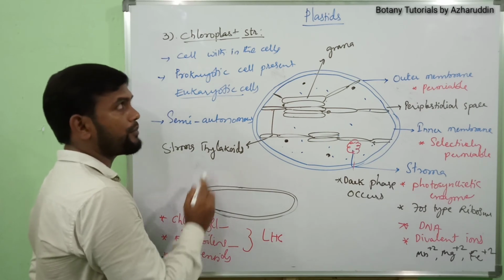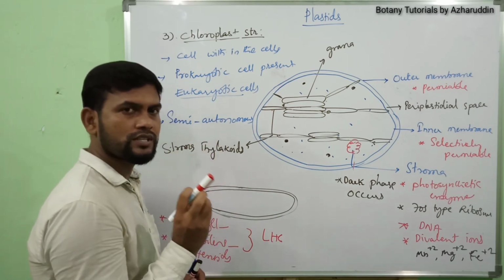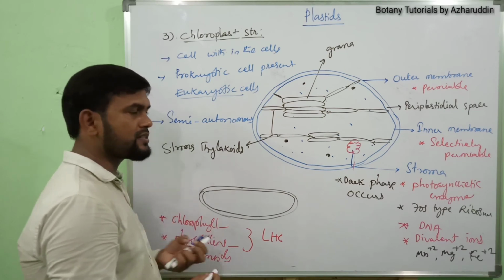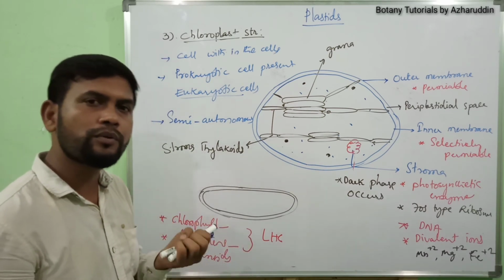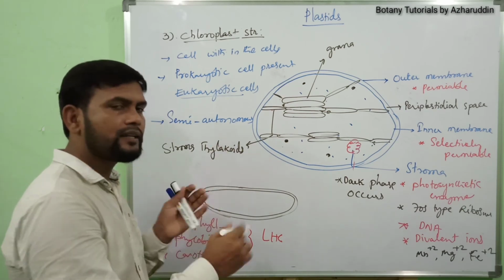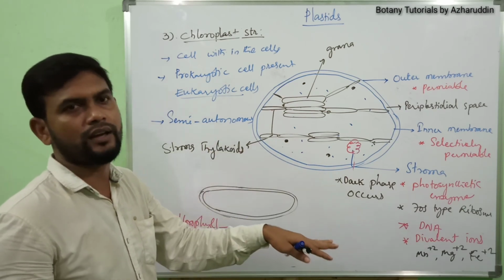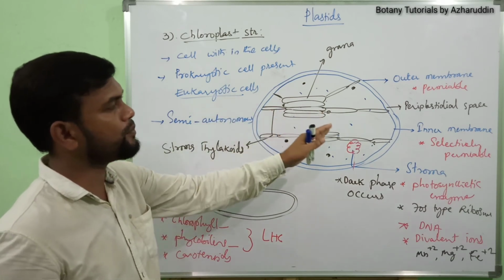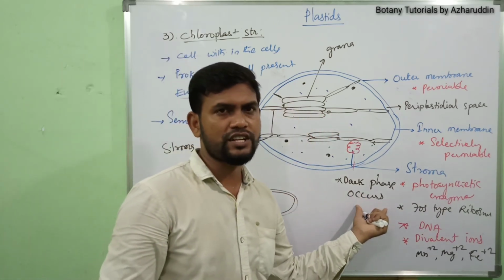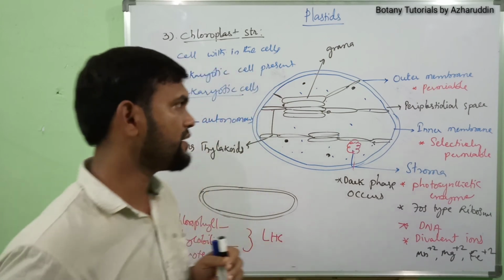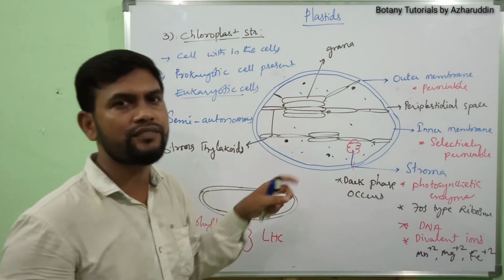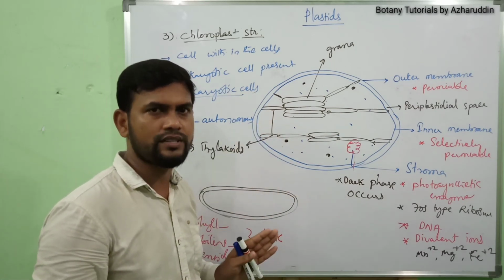In the thylakoid membrane, the light phase of photosynthesis takes place because pigments are present. Pigments are nothing but light absorbing molecules. They absorb the light, they trap the light, and that light energy is converted into chemical energy. That chemical energy is further passed into the stroma. In the stroma, the dark phase takes place. Finally, food materials are synthesized. That means chloroplasts are mainly concerned with the synthesis of food materials.